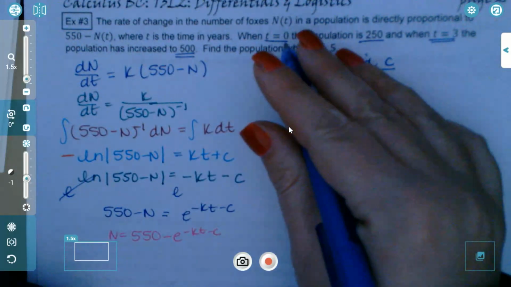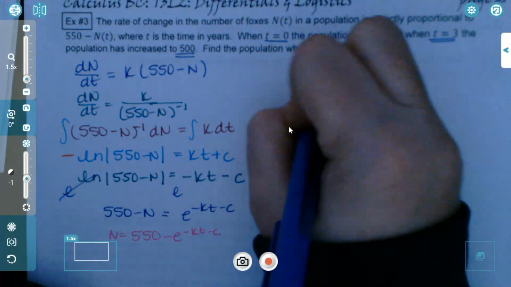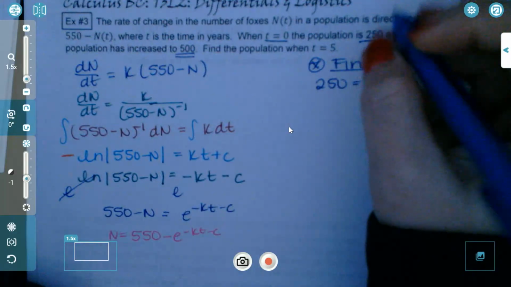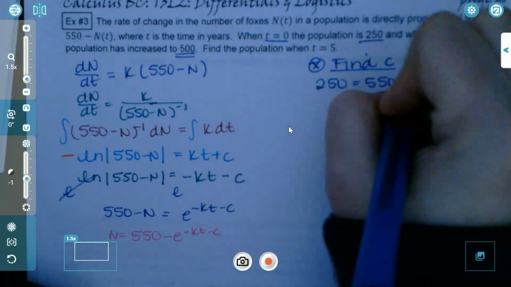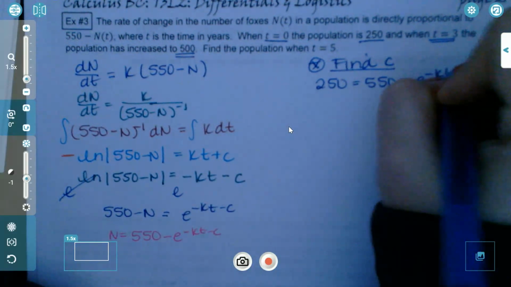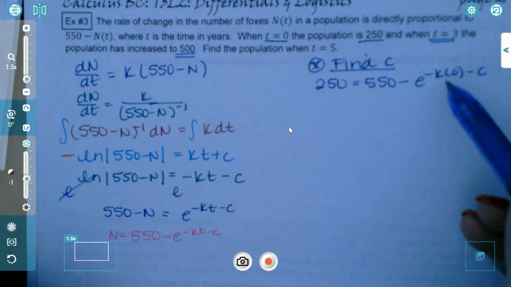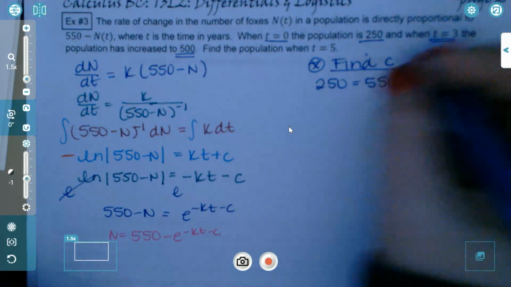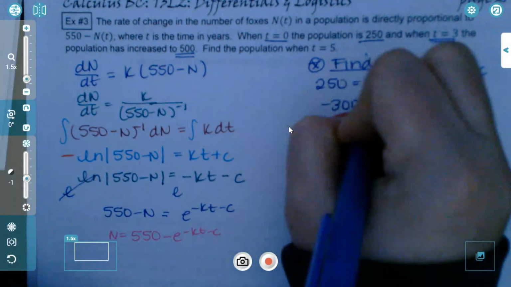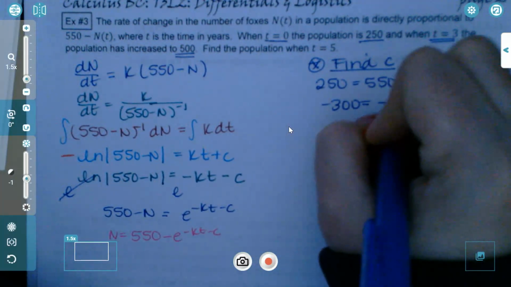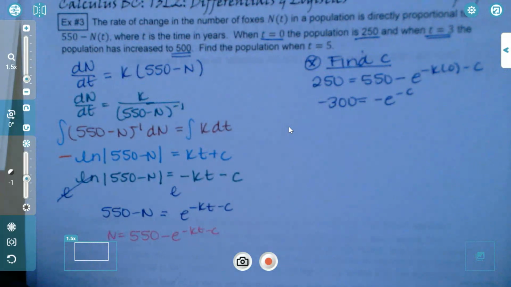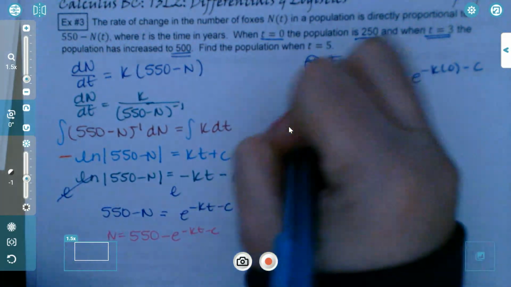Okay, so if we know that t is 0 and the population is 250, so we're going to put 250 on the left for our n. 550 minus e to the negative k times 0 minus c. All right, so that's 0, so that's minus c. Move the 550 over, so negative 300 would equal negative e to the negative c. Okay, that's doable. We're going to go ahead and apply the natural log here.